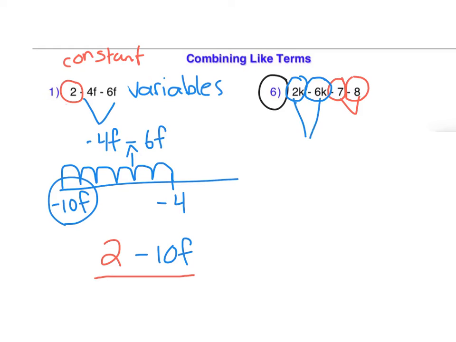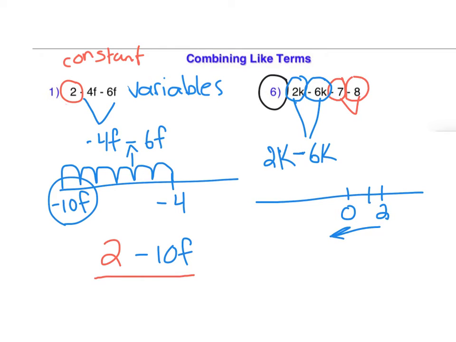I'm thinking about this. I have 2k minus 6k. So again, it helps me sometimes to think of my number line. I'm at a 2. Minus is negative, so I've got to go negative 6. So 1, 2, 3, 4, 5, 6. So this would be 0. Negative 1, negative 2, negative 3, negative 4. Okay, so that is negative 4. That equals negative 4.